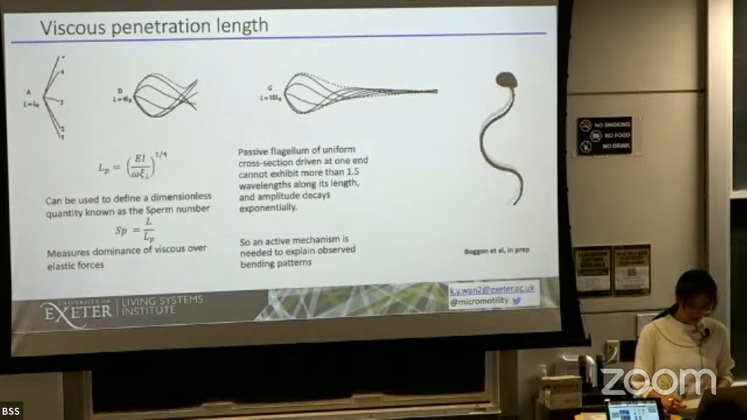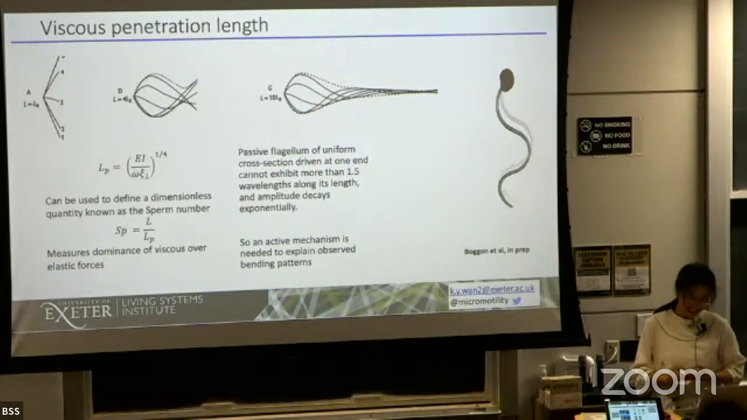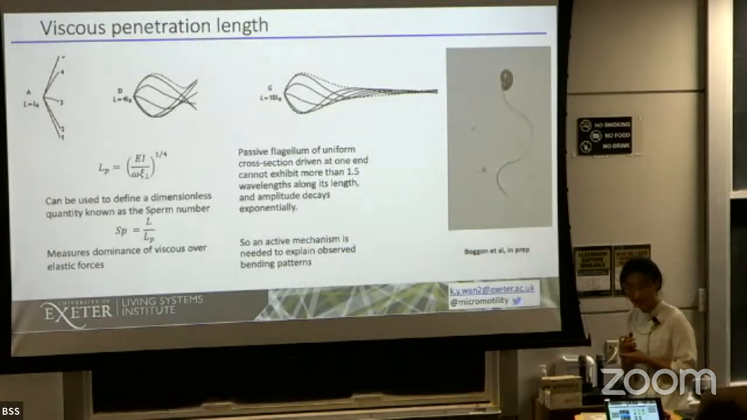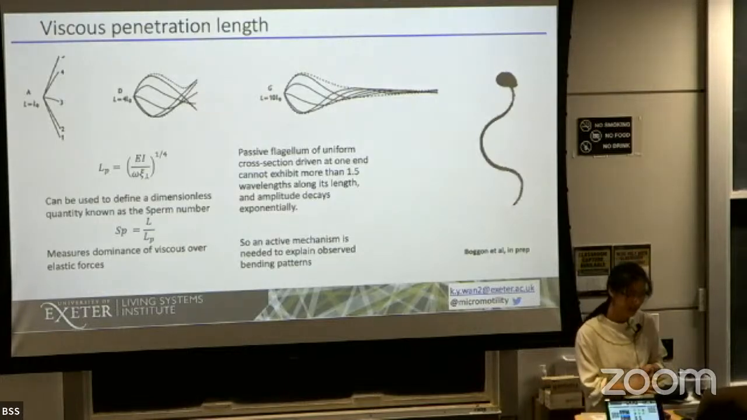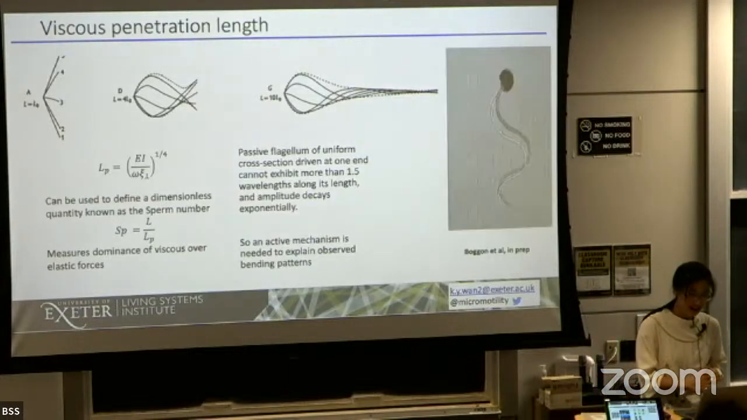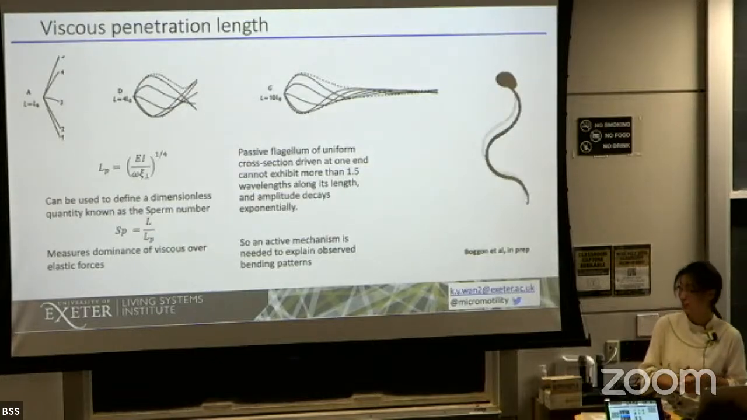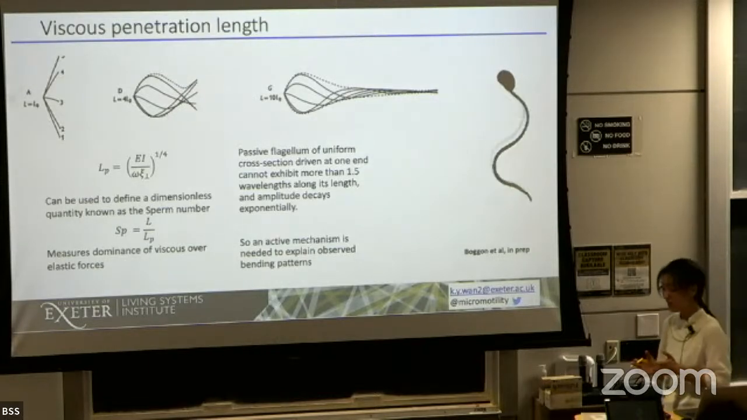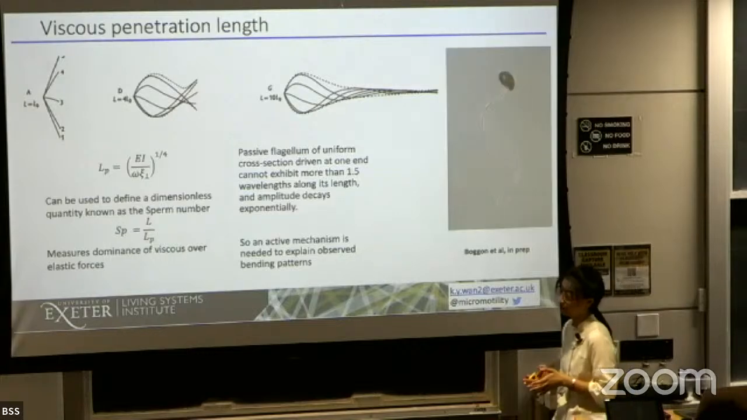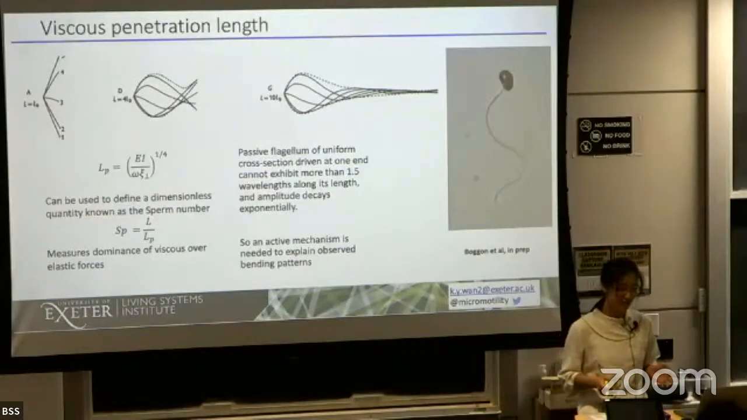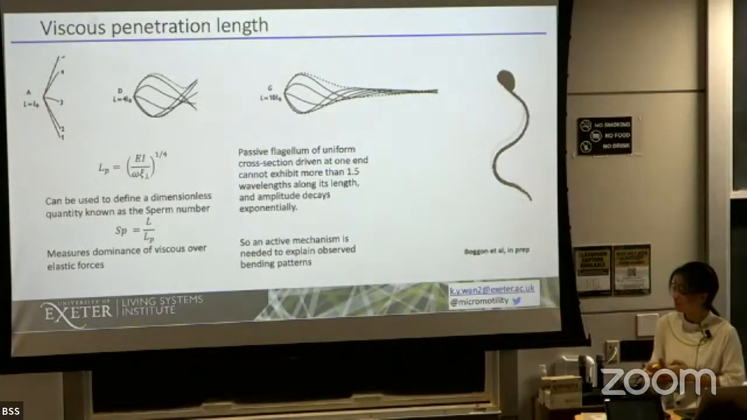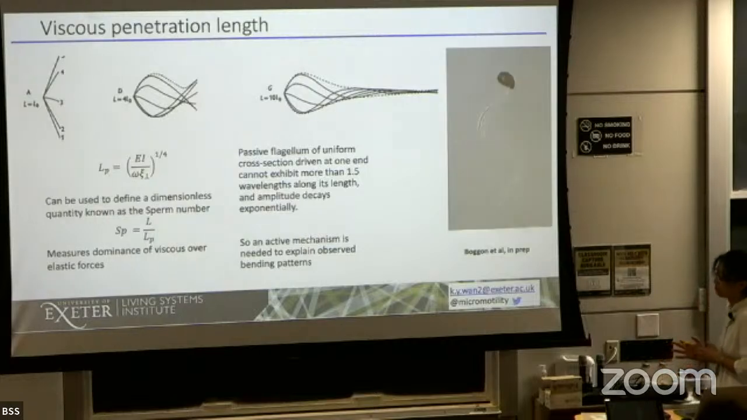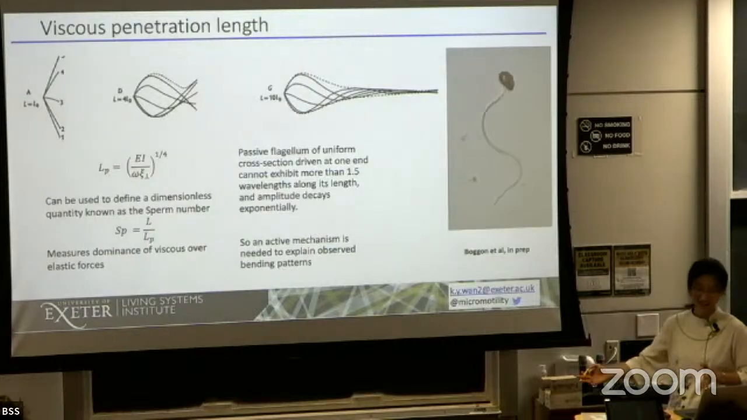So going back to Machin's original analysis, why was it so compelling back in the 1950s? It was this very simple realization that essentially the amplitude that you get along the filament has to decay exponentially along its length.